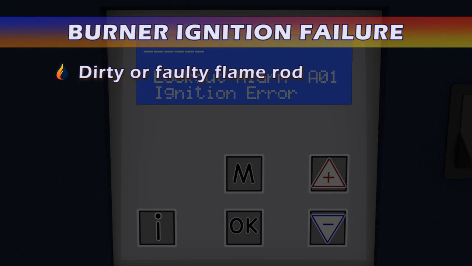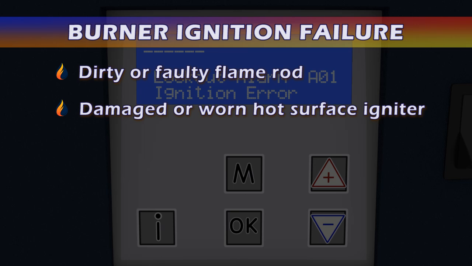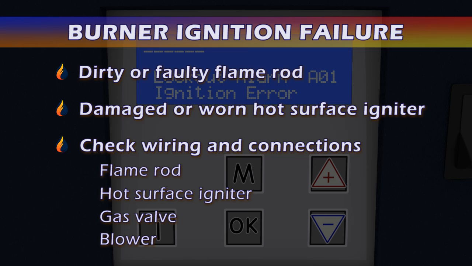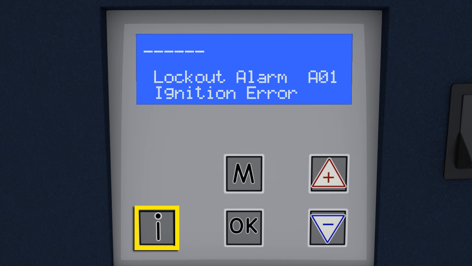This could be caused by a dirty or faulty flame rod or a damaged or worn hot surface igniter. Check wiring and connections to the flame rod, hot surface igniter, gas valve, and blower. Refer to the manual for more details. Press the I button on the user interface to reset the lockout error.